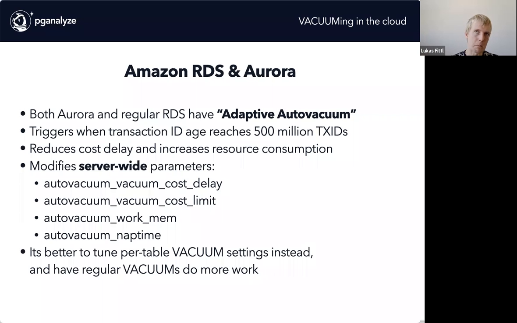This is essentially a poor man's version of a failsafe vacuum that tries to trigger early and do more work early. I would recommend not relying on that at all. They probably added it because their support teams were being contacted all the time by people who ran into transaction wraparound problems. But really, you should tune per table vacuum settings instead and have regular vacuums do the work ahead of time.